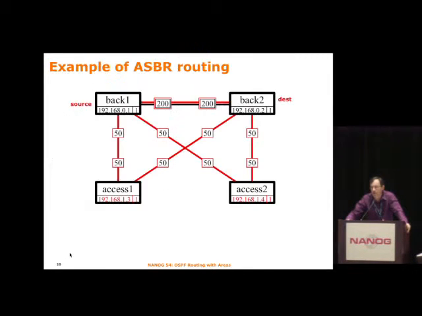So for example, if we were just routing from back 1 to back 2, it depends on whether we're routing to it as the loopback or routing to it as an ASBR. If we're routing to it as a loopback, the stub is in the black area, so it's going to use the intra-area path in the black area. If we're routing to it as an ASBR, then it sees that it has a shorter route in the red area and routes by way of the access routers in the red area.